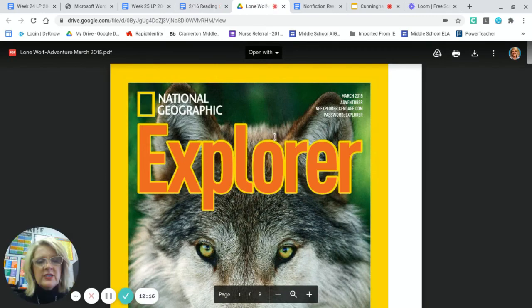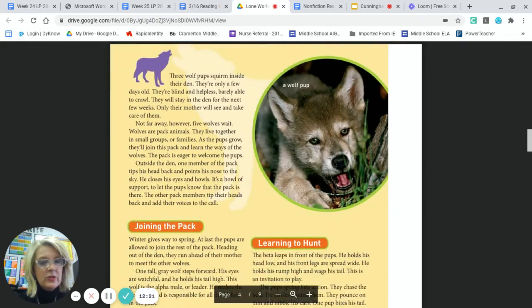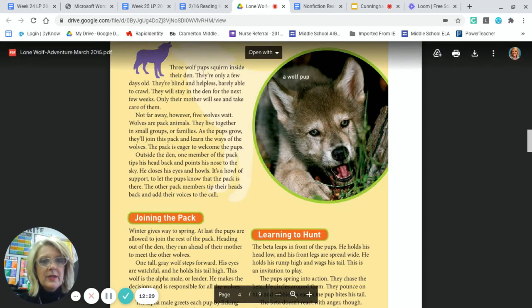Because some of the other questions, you have to read the whole passage in order to be able to answer those. So, and you're going to read the whole passage, but for me, in this video purpose, I'm just going to go over the first part of it with you. So this is the beginning. 3 wolf pups squirm inside their den. They're only a few days old. They're blind and helpless, barely able to crawl. They'll stay in the den for the next few weeks. Only their mother will see and take care of them.